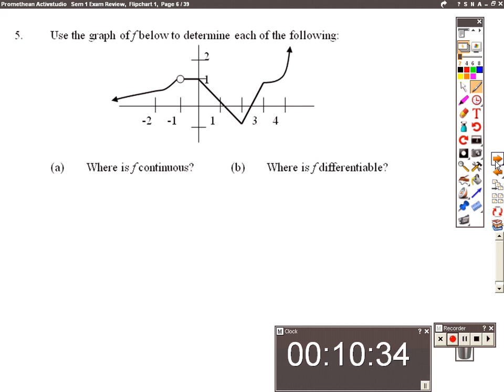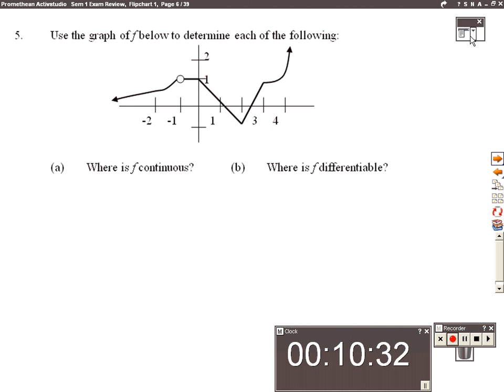All right, let's see what we have on the next problem. We have a given function. Use the graph of f to determine each of the following. So A, we want to know where f is continuous. Well, let's start with where f is not continuous.